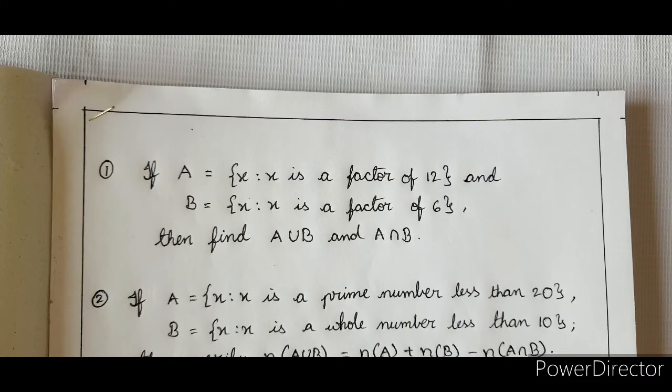If A is equal to {x such that x is a factor of 12}, in which form is the set defined? In set builder form. Now B is defined as {x such that x is a factor of 6}. Then find A union B and A intersection B.